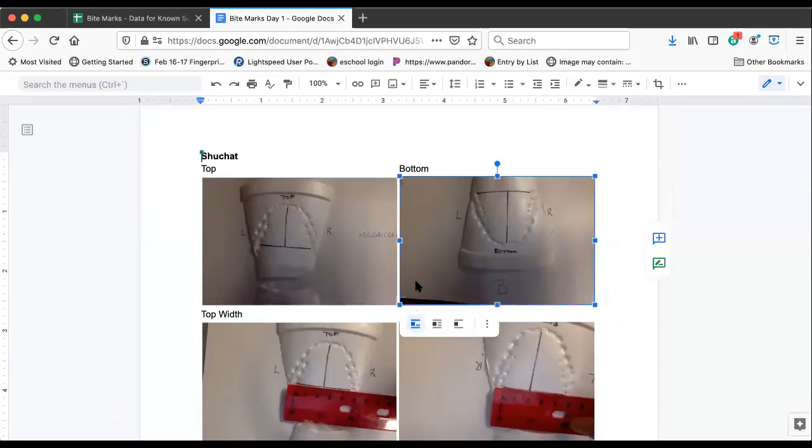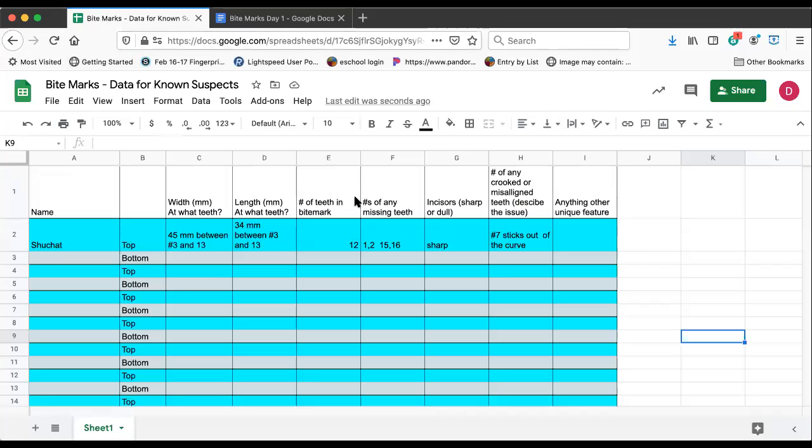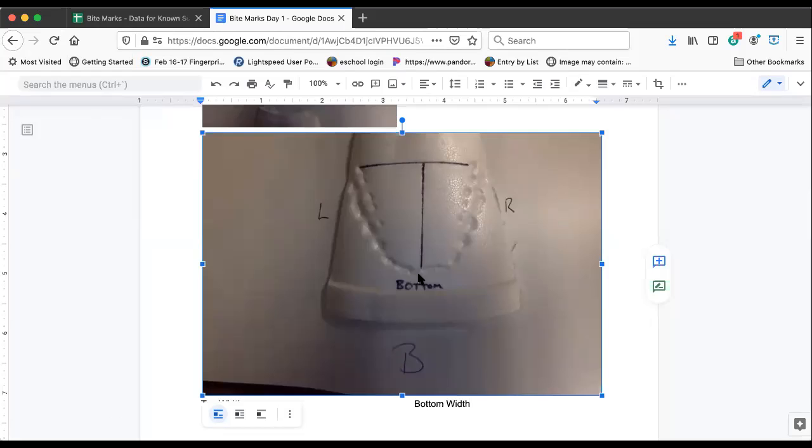Here's our picture of my bottom teeth. You can see my bottom teeth, my front 2 incisors don't line up. That one's a little towards the front and that one's a little towards the back. They don't line up. But let's count our teeth in the bite mark.